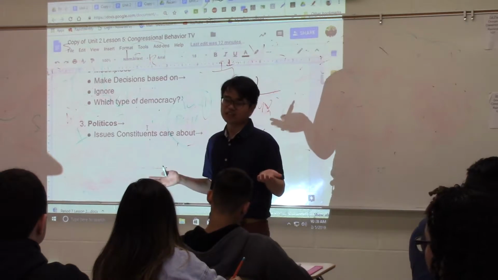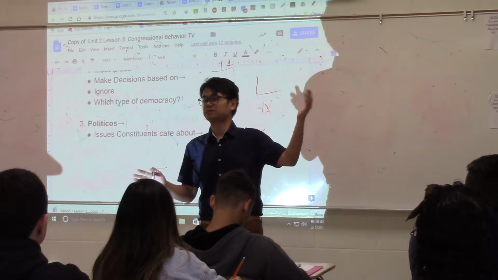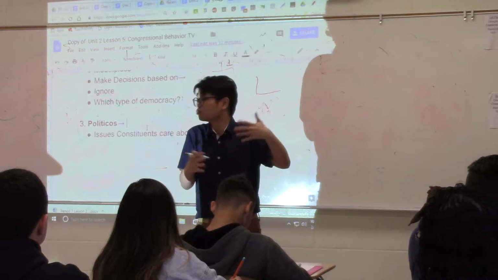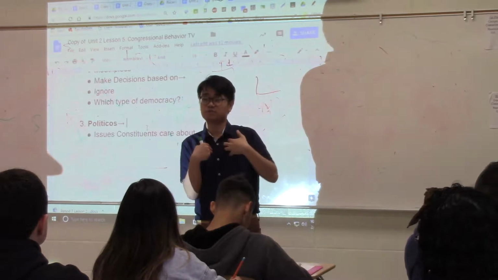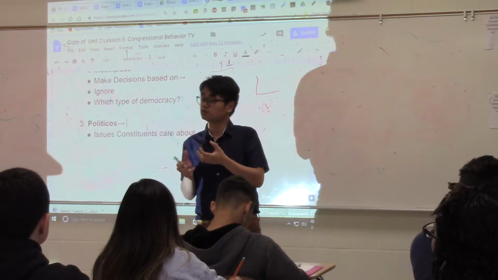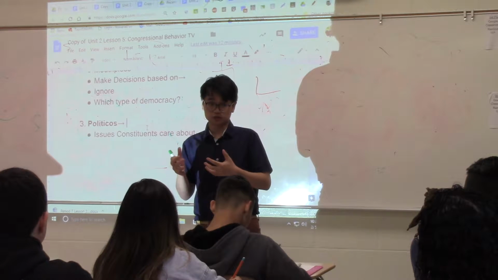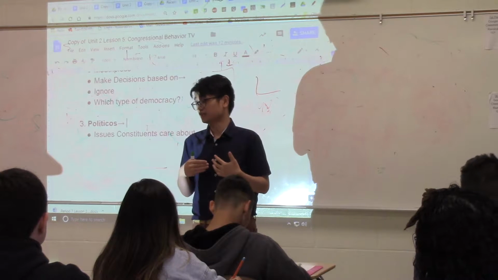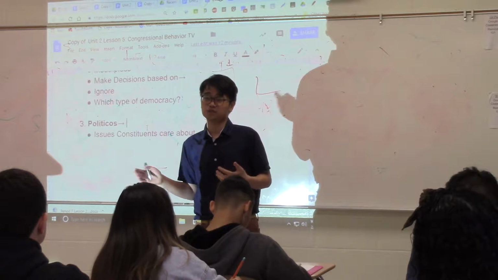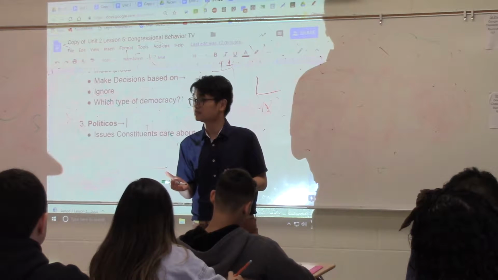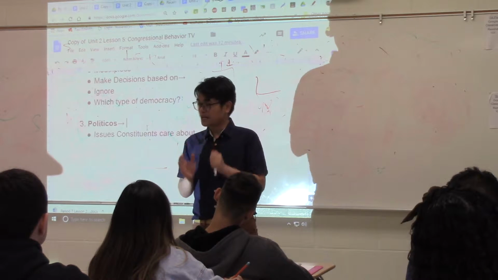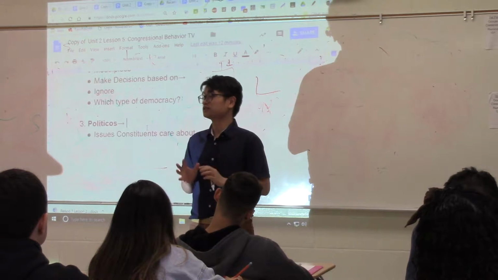But if they don't really care about an issue, even if 90% of them support gay marriage, for example, but they don't really care about it, they're not strongly passionate about the issue, there's more room to practice what? Trustee or delegate? Trustee. There's more room to decide for yourself, because they're not going to punish you for it because they don't really care about it as much. Does that make sense?